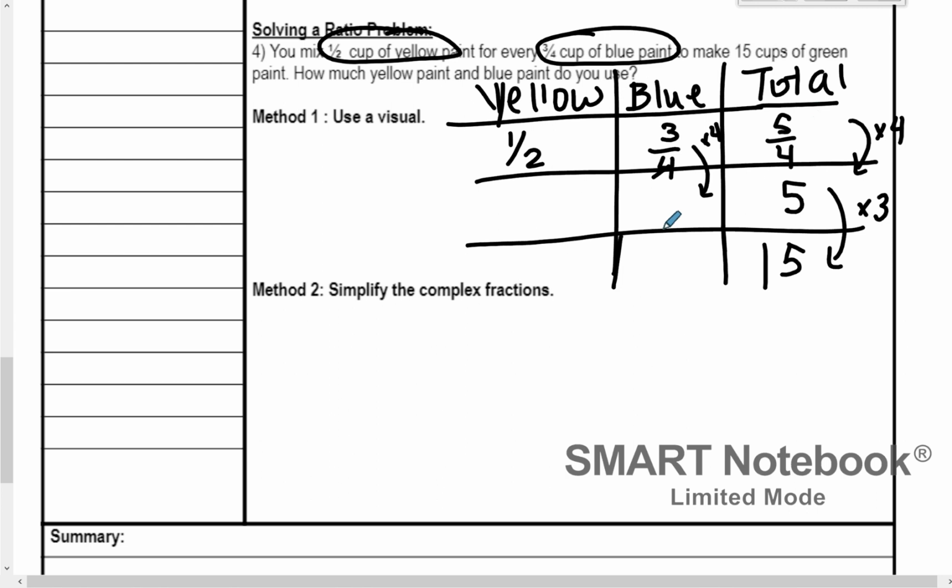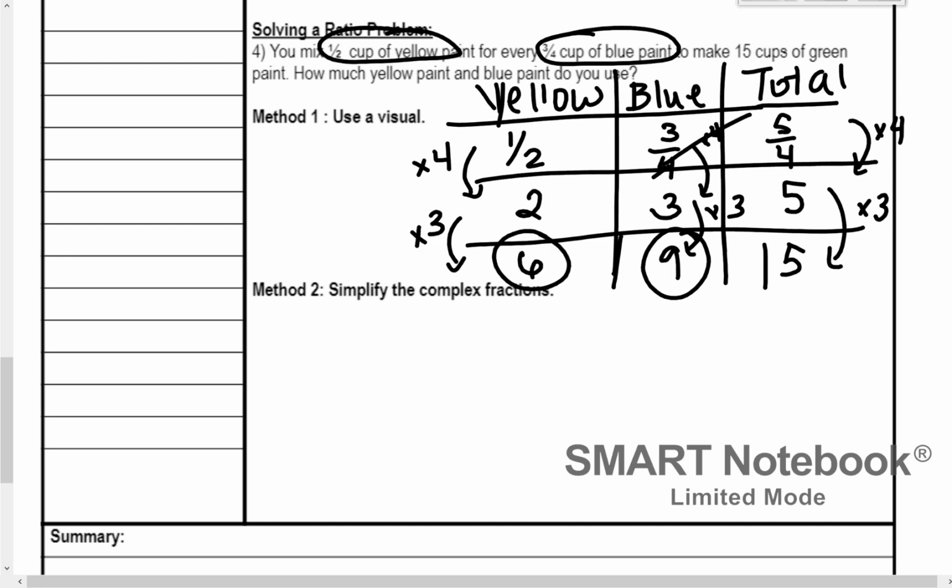3/4 times 4, the denominator just cancels. We get 3 times 3 gives me 9 cups of blue paint. 1/2 times 4 gives me 2, times 3 gives me 6 cups of yellow paint. So you can get to your answer that way. Okay, but now we're going to talk about the second way we can do this.